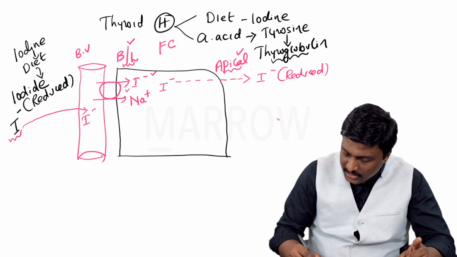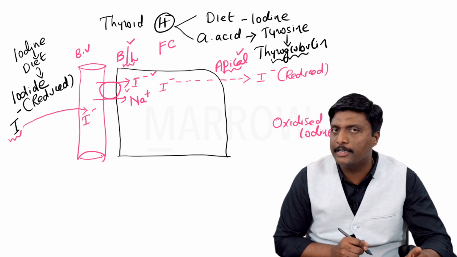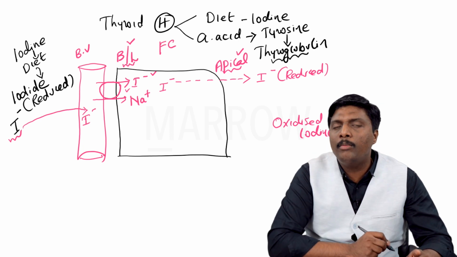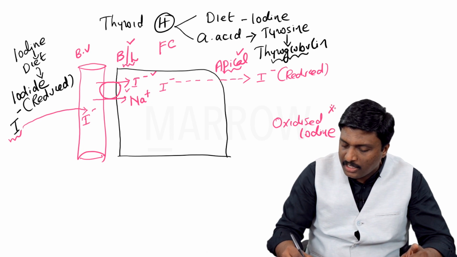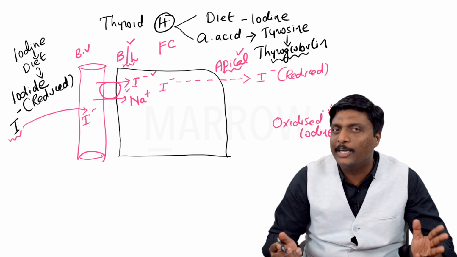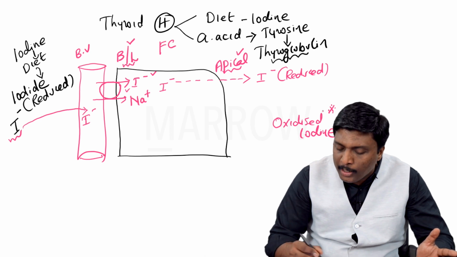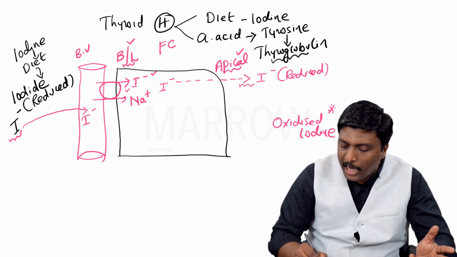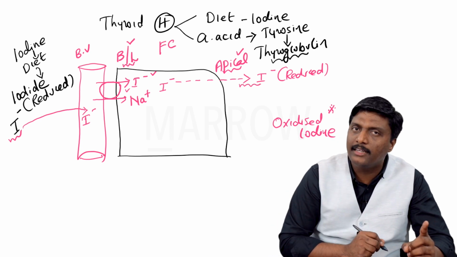But for hormone synthesis, what is required is always oxidized iodine. Most important concept: even though the absorbable form is reduced iodide, for all thyroid hormone synthesis, the form responsible is oxidized iodine. Most important MCQ. Look at the screen now. Even though I am simply drawing iodide moving out, it does not happen just like that.